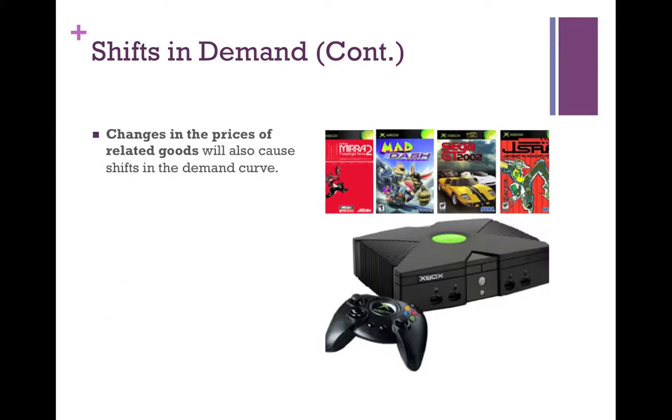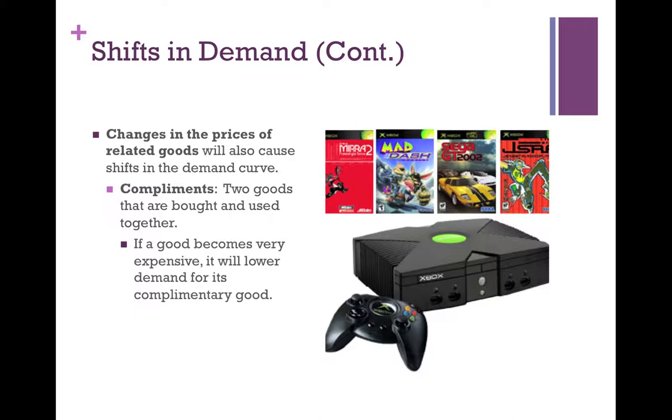Changes in the prices of related goods will also cause demand curves to shift. Complements are two goods that are bought and used together, like the Xbox and the Xbox cartridges that you see to the right. If a good becomes very expensive, it will lower demand for its complementary good. If the Xbox becomes too expensive, the demand will drop, and so will the demand for the cartridges.